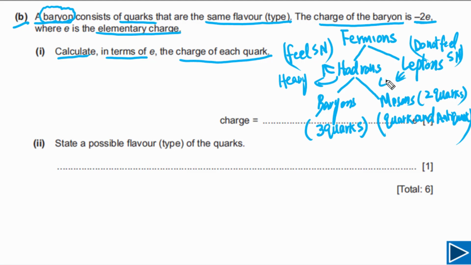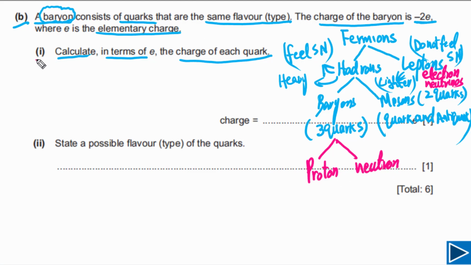Leptons are lighter particles. Examples of leptons are electrons and neutrinos. So these are examples of leptons. If you look at examples of baryons, baryons consist of three quarks. The examples of baryons are protons and neutrons.